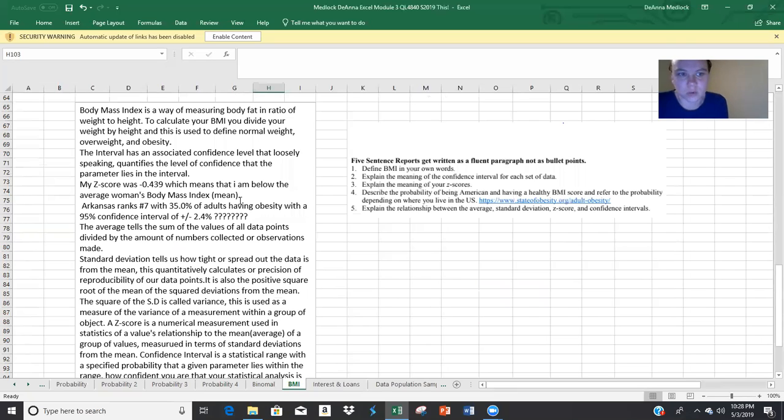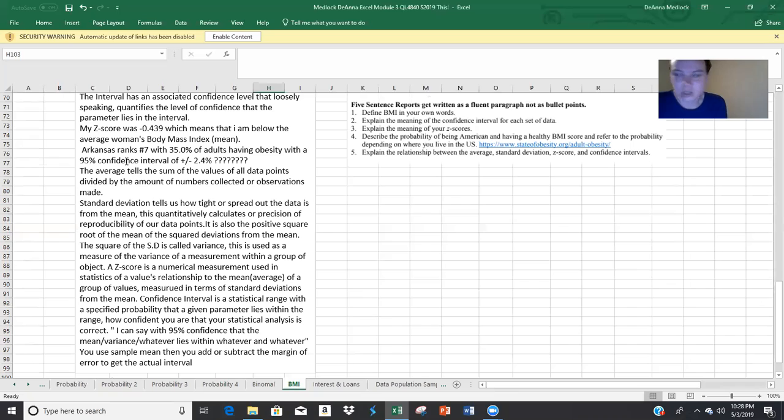My Z-score was negative 0.439, which means that I am below the average woman's body mass index, or the mean. Arkansas ranks number 7 with 35% of adults having obesity, with a 95% confidence interval of plus or minus 2.4%.